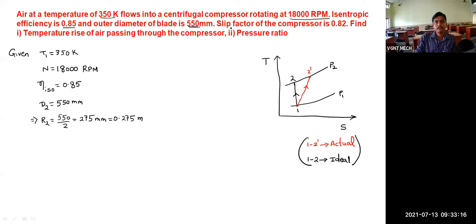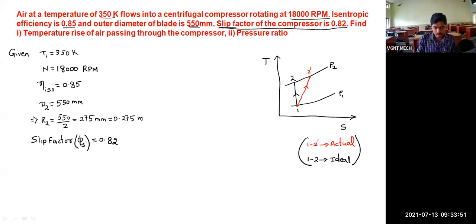Okay, so radius also given. Then here one more new thing they have introduced. Slip factor of the compressor is 0.82. In the question they have mentioned slip factor is 0.82. What is slip factor? So slip factor, it is denoted as phi s. S stands for slip factor. This is how much? 0.82. Right?